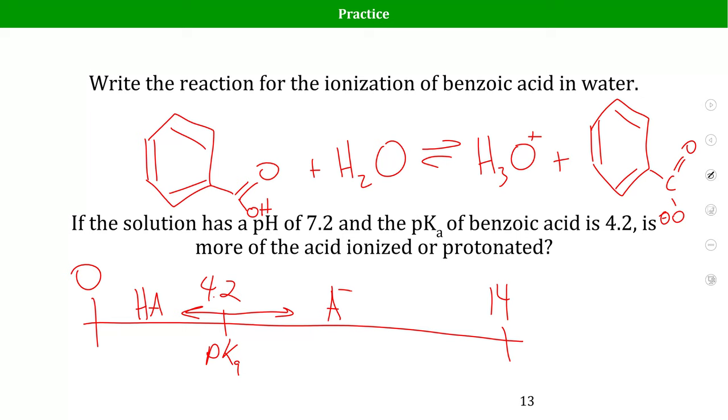The actual ratio depends on what that difference is. Every pH unit of one is a factor of 10 difference. So if the pH is 7.2 and the pKa is 4.2, what's the ratio of protonated to deprotonated? 3 pH units, so 10 to the 3. Technically, I suppose it's 999:1, make the pieces add up to 1,000, but within sig figs.